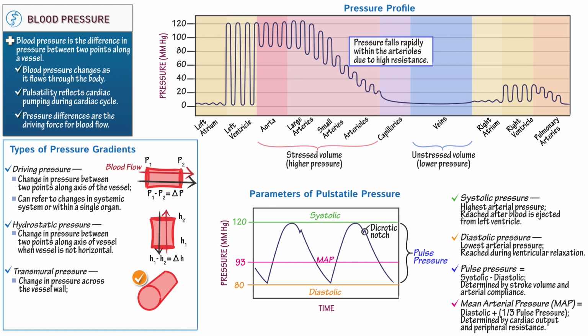Finally, write that the transmural pressure gradient is the change in pressure across the vessel wall. Draw a vessel and indicate the direction of blood flow. Then show that the blood inside the vessel exerts a force, R1, on the internal surface of the vessel wall, and an opposing force, R2, is exerted on the external surface of the vessel wall. This force comes from the surrounding tissues. Write that R1 minus R2 equals the change in pressure across the vessel wall. Transmural pressure is important because it influences vessel diameter and therefore resistance to blood flow. This concludes our diagram.